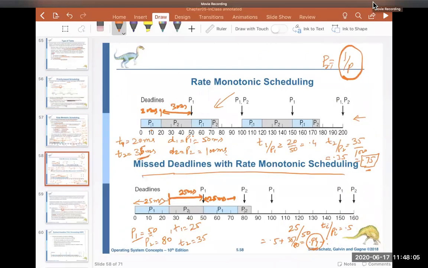So we discussed here, if we remember, in this case, P1 has a periodicity of 50 milliseconds, and P2 has a periodicity of 80 milliseconds, where T1 is the CPU burst of 25 milliseconds and T2 is 35 milliseconds. P1 has higher priority than P2, so it will start executing. P2 would execute for 25 milliseconds, and then it is preempted or interrupted by P1, and P1 would start executing again.